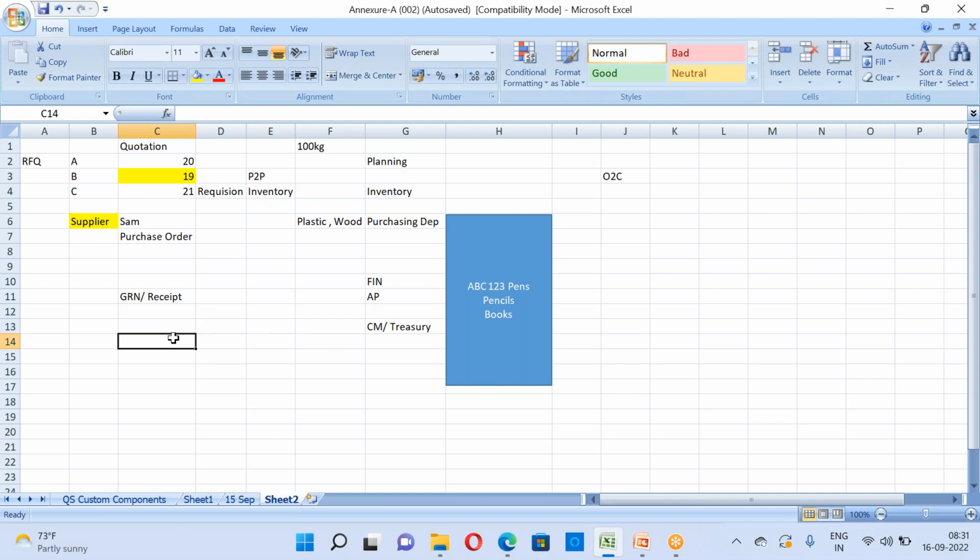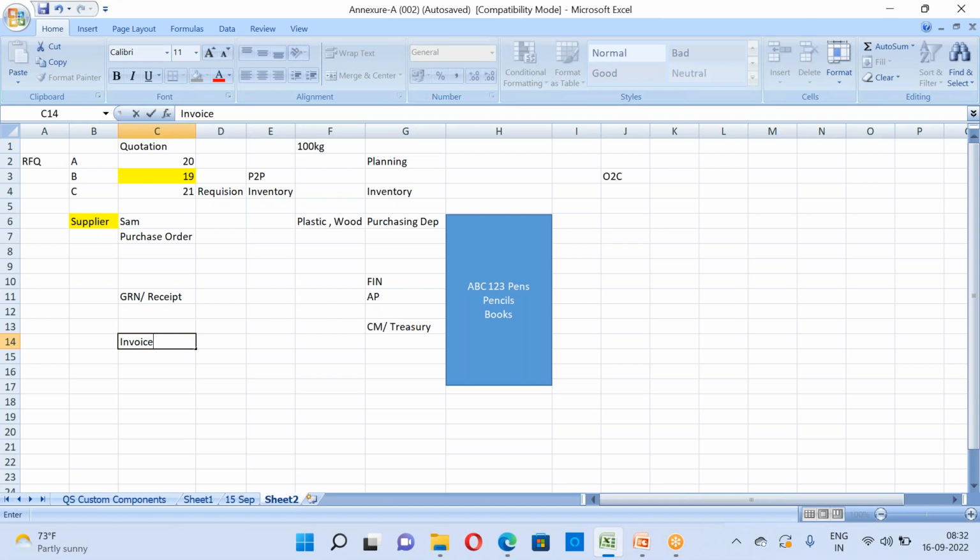Once the receiving is done, after the agreed terms, depending upon the supplier, you would be paying immediately or after 15 days, 45 days, or 1 month, depending upon the agreement with the supplier. You would go for the payment. But for that, once the goods are received, the supplier will give you an invoice.